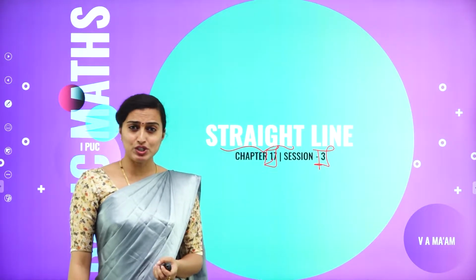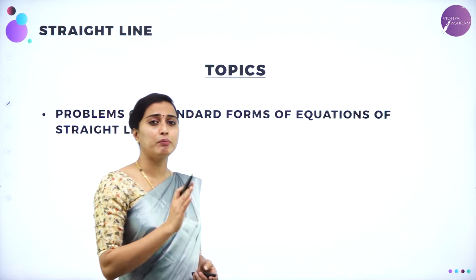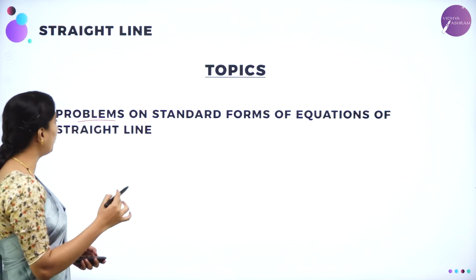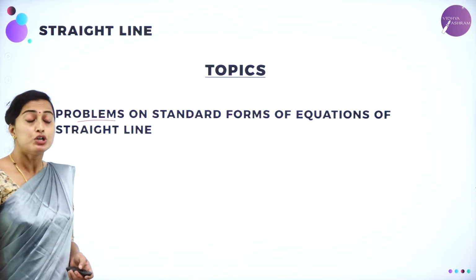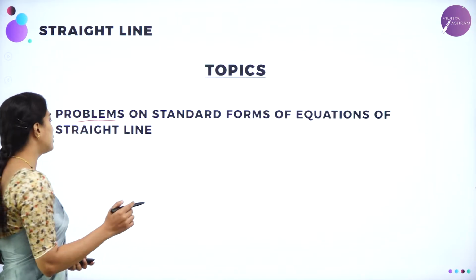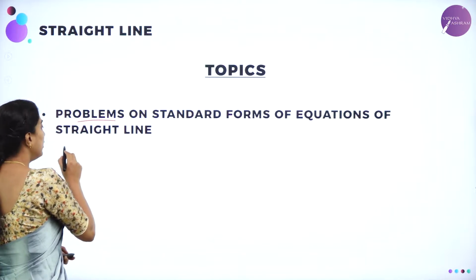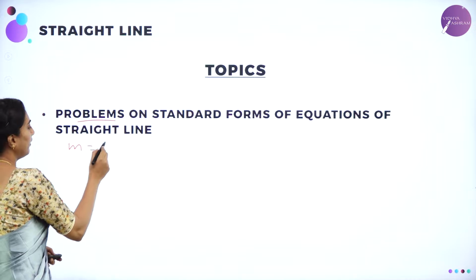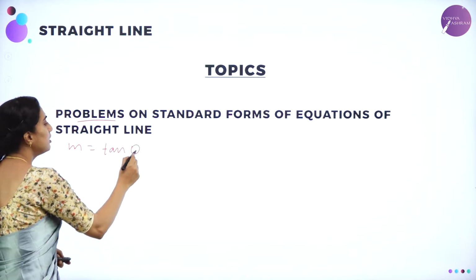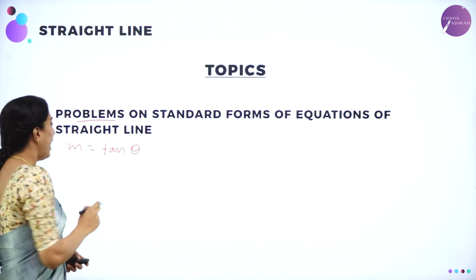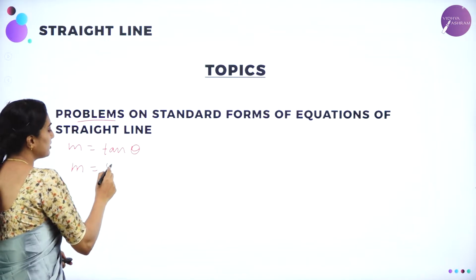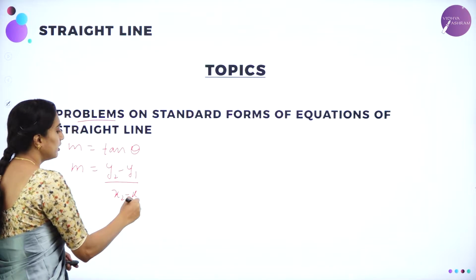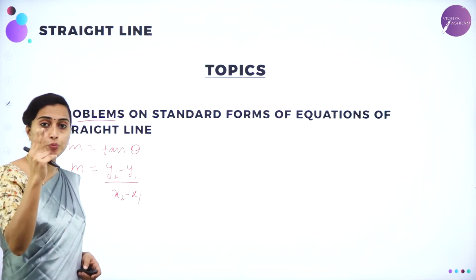So the topic you are going to study under this session is problems on standard forms of equations of a straight line. So what are the standard forms? You need to remember slope point form. First, you know that slope of a line is given by m is equal to tan theta. This is the slope of a line if theta is given. And slope of a line joining 2 points is m is equal to y2 minus y1 divided by x2 minus x1.